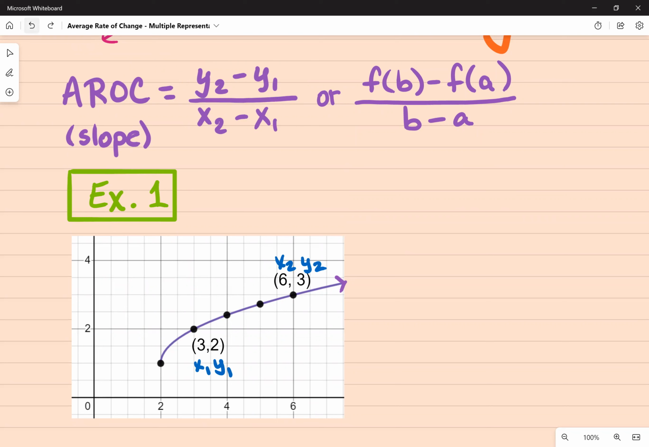So Y sub 2 minus Y sub 1 goes on top. So that's going to be 3 minus 2. And then on bottom, X sub 2 minus X sub 1. So that's 6 minus 3. And now I just simplify it. 3 minus 2 is 1. 6 minus 3 is 3. So my average rate of change for this particular square root function graph is 1/3.